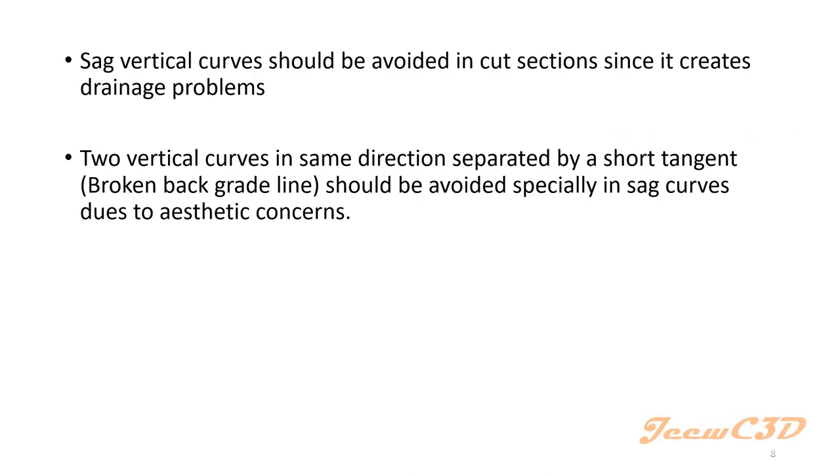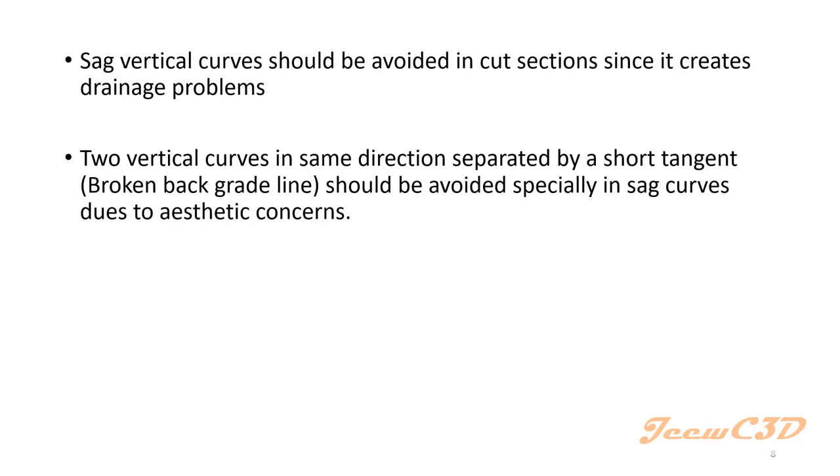Then sag vertical curves should be avoided in cut sections. If you can remember, a sag vertical curve is a curve like this. In sag vertical curves, the water is collected at the center. If you have a cut section, that means the road is going through a mountain, or you have to cut the existing ground to create the new road. In that sense, there will be a section where the water is collecting at the center of the curve.